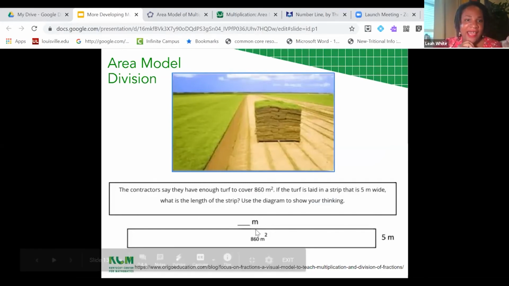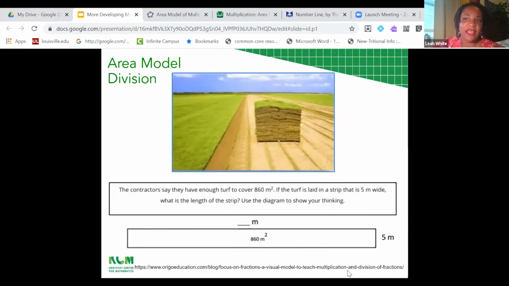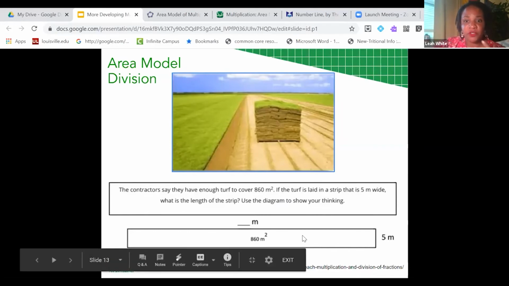And I found this problem. I cited the source here. The problem was actually about fractions, so I modified it a little bit because I wanted to provide an example of area model division. There are two ways to think about division. You can think of it as partitioning or fair sharing, or you can think about it in terms of measurement with repeated subtraction. You want to provide students with contextual problems that allow them to do the same thing we did with multiplication, with division.